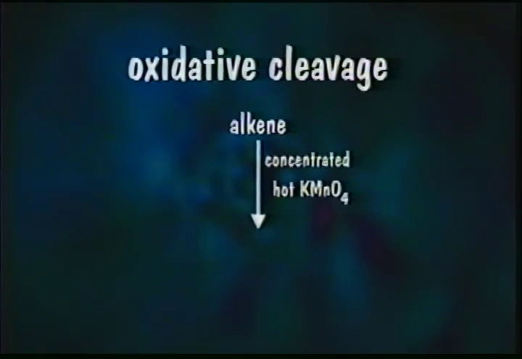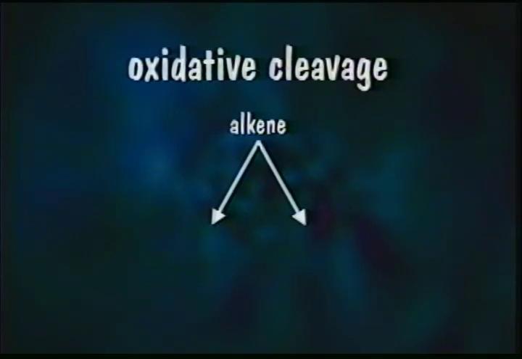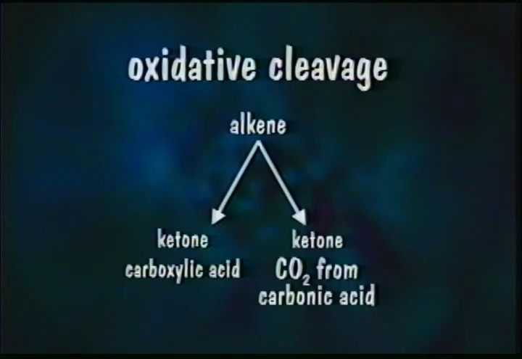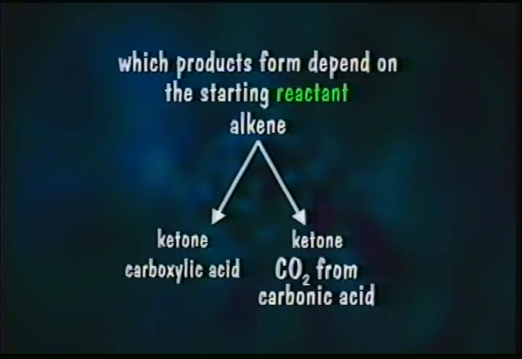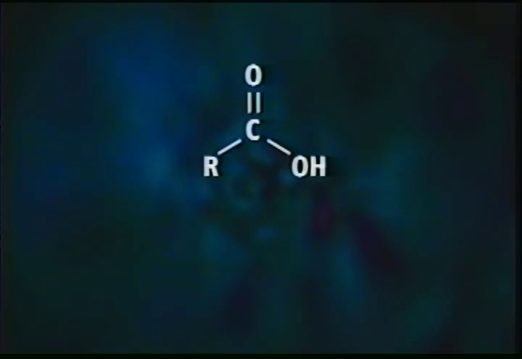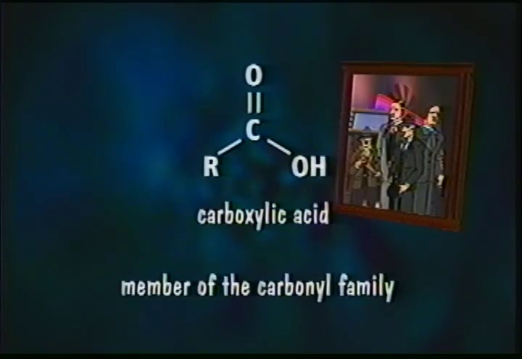When an alkene is cleaved in the presence of concentrated hot potassium permanganate, the two products formed by the reaction are either a ketone and a carboxylic acid, or a ketone and carbon dioxide from carbonic acid. Which products formed depend on the starting reactant. We haven't really talked about carboxylic acid yet, so let's see what that is. A carboxylic acid is also a member of the carbonyl family.